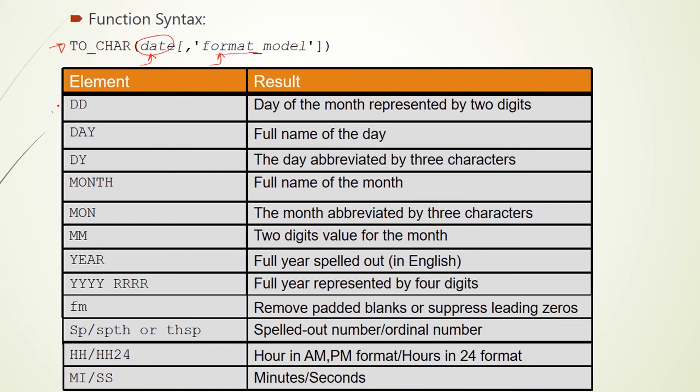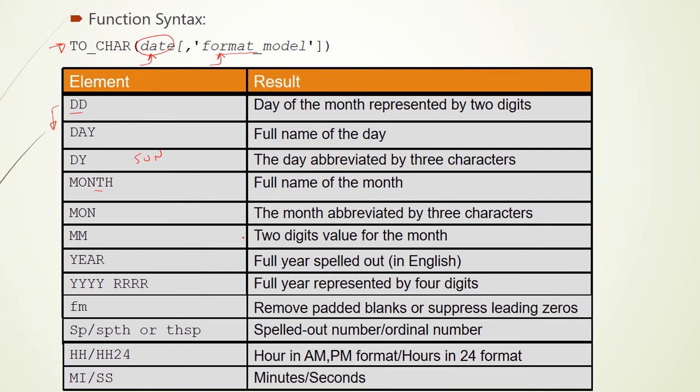In the format model we can use a list of elements. For example, DD is the day of the month, represented by two digits. DAY is the full name of the day. DY is the day abbreviated by three characters, like Sun, for example, Sunday, or Mon for Monday. We can use the element MONTH to display the full name of the month. MON is the three characters abbreviation for the month.